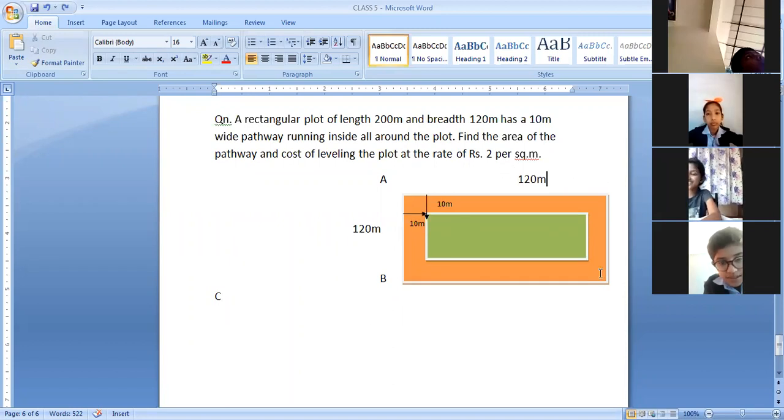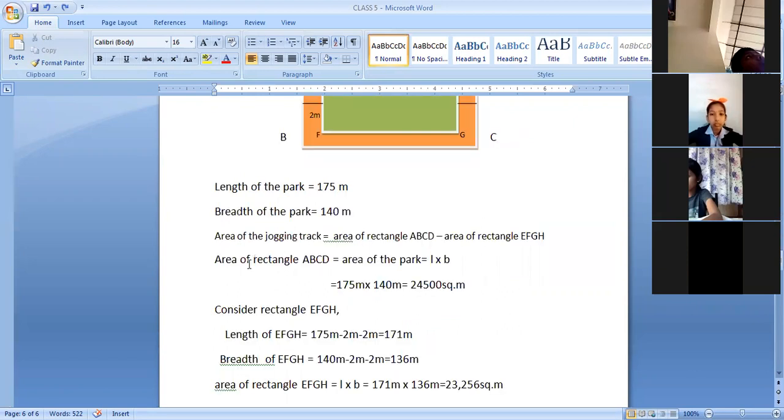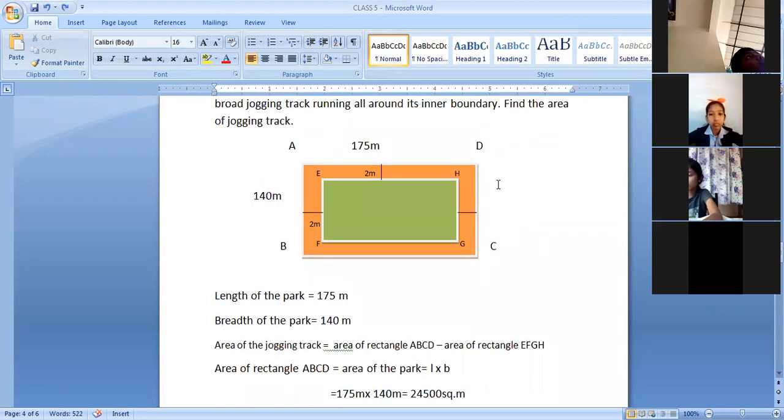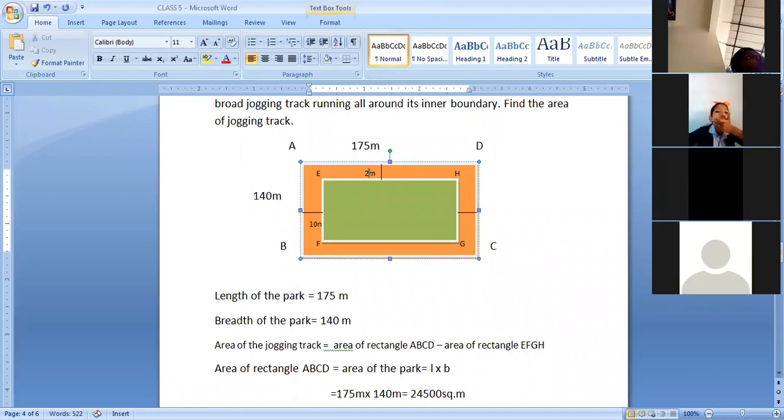Okay, A, B, C, D is the bigger rectangle. I'm giving name to that. Clear? Let me take the last question we discussed. See, this is the same case we are going to discuss. A, B, C, D. This is the bigger rectangle. Here, instead of this 2 meter, we have 10 meter. The same case we are going to do here. Okay, there is a bigger rectangle. There is a smaller rectangle.